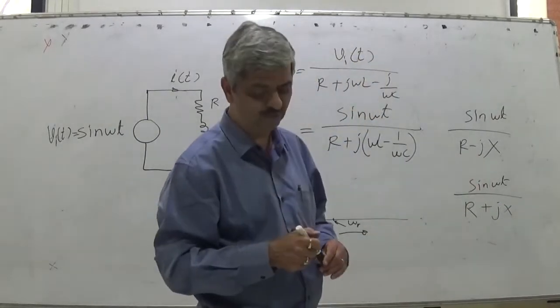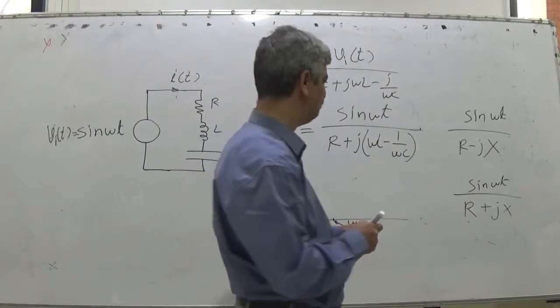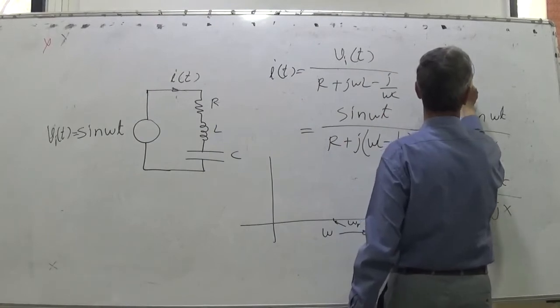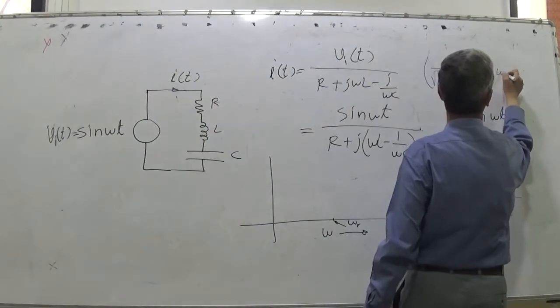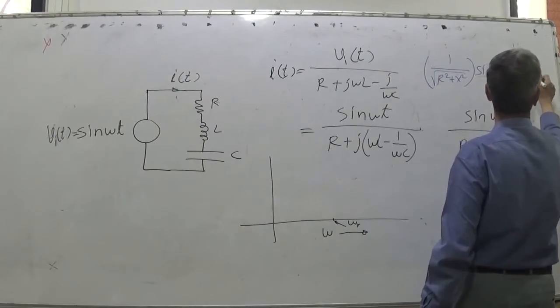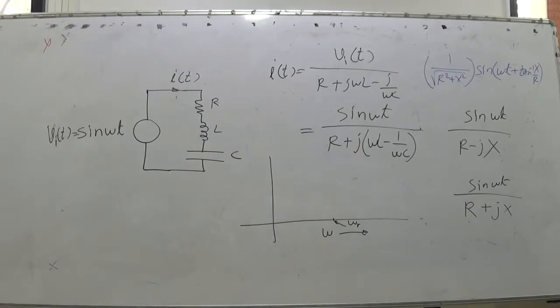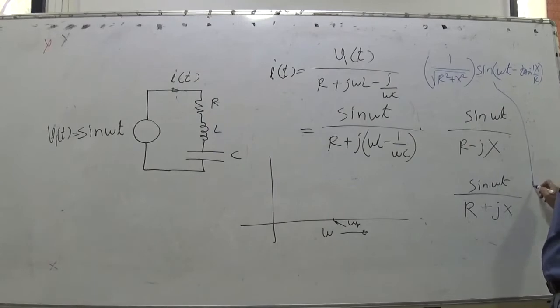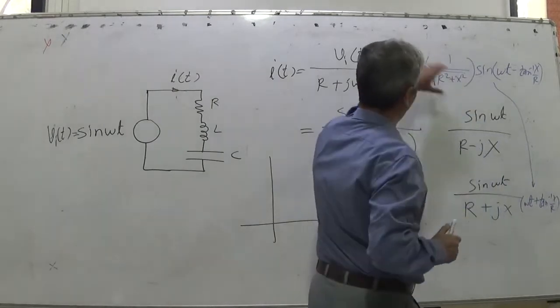If we ignore phase, sin omega t upon R plus jX would be something like 1 upon under root R square plus X square, sin of omega t plus tan inverse of X by R. It is minus here in this case, and in this case same thing, only omega t plus tan inverse of X by R. So this would be current i(t).